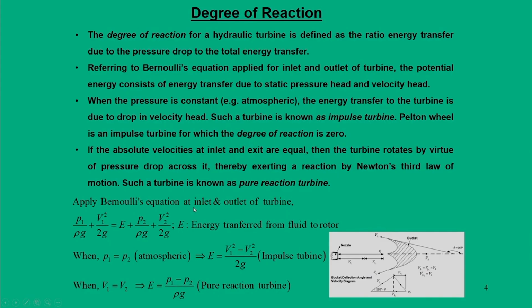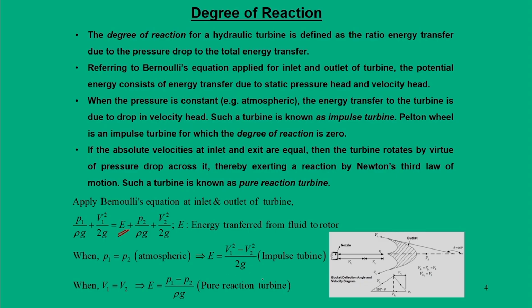Now, let us try to understand the theoretical background. If you look at Bernoulli's equation at the inlet and outlet of the turbine, we can write P1 by rho g plus V1 square by 2g is equal to E plus P2 by rho g plus V2 square by 2g. Here, E is nothing but the energy transfer from fluid to rotor. If you assume P1 and P2 to be atmospheric, the energy available will be V1 square minus V2 square by 2g.